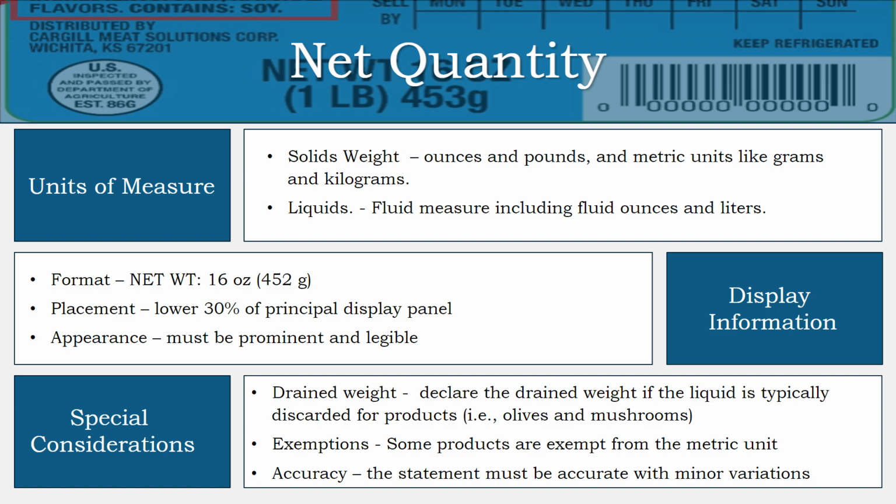Exemptions. Applies to certain retail-level packaged foods, meat products subject to the Federal Meat Inspection Act, and poultry products subject to the Federal Poultry Products Inspection Act. Inaccuracy. The statement must be accurate, though minor variations due to moisture loss or gain during distribution or manufacturing are allowed.